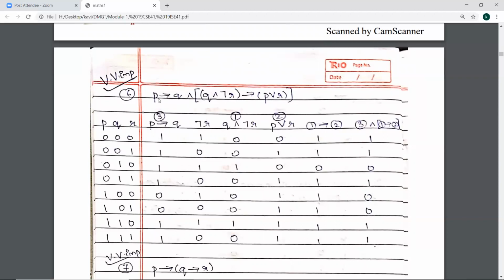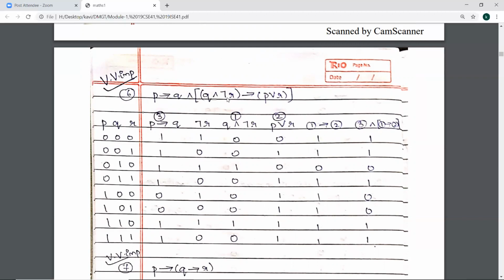So the next column will be P implies Q. By the definition of conditional, you know, P implies Q is false only if P is true and Q is 0. So I need to check the first two columns. So when P is true and Q is false, P implies Q is false. Similarly here, P is true, Q is false. So here it is false, then all the other places it is equal to 1.